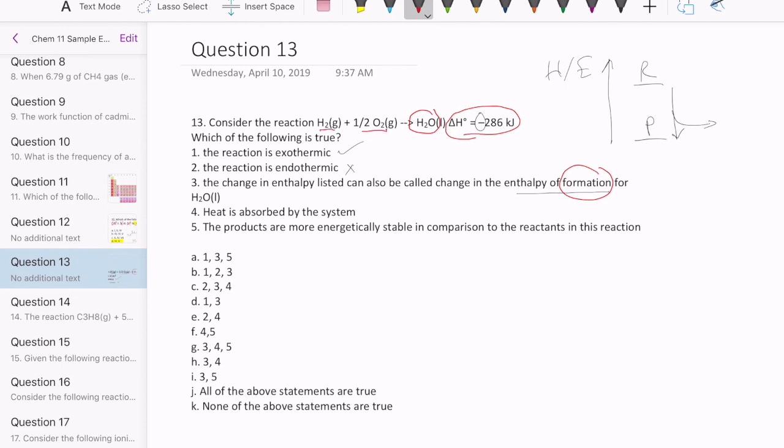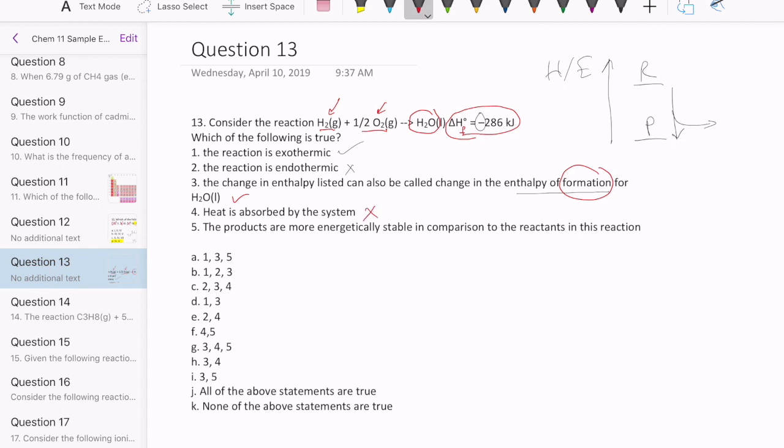and then the reactants are hydrogen and oxygen gases, which are the elements of water, and they're both in their standard states, right? The states that are most stable. So in fact, that is also enthalpy of formation. So this delta H here can also be called enthalpy of formation. So that's also correct. Number 4 said heat is absorbed by the system, and that's wrong because heat is actually released.